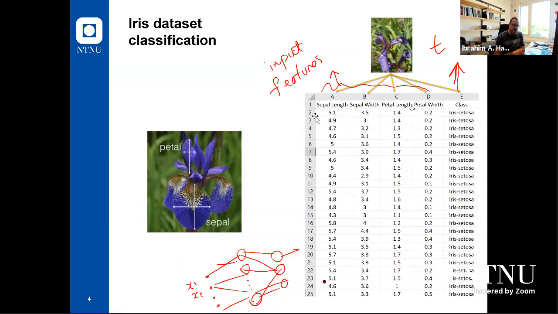So the first 50, it's Setosa. The second 50, it's Versicolor. The third 50, it's for Virginica. So we have 3 types of flowers.